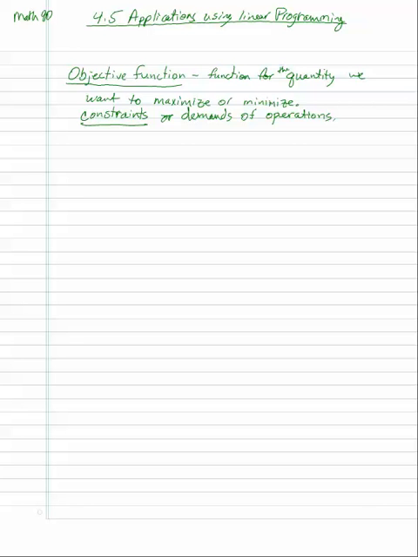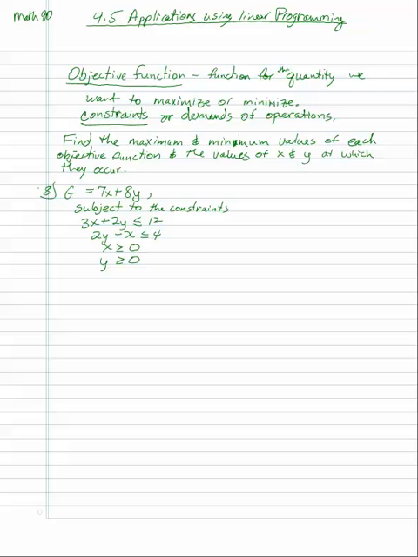Alright, so let's try a couple. This is number 8 from the exercise set from the book. Our objective function G, we want to maximize or minimize it. G equals 7x plus 8y. And then we have the following constraints: 3x plus 2y is less than or equal to 12. 2y minus x is less than or equal to 4. x is greater than or equal to 0. y is greater than or equal to 0.